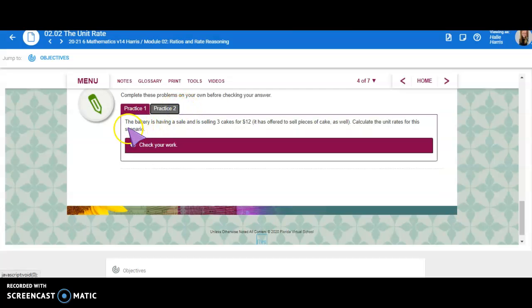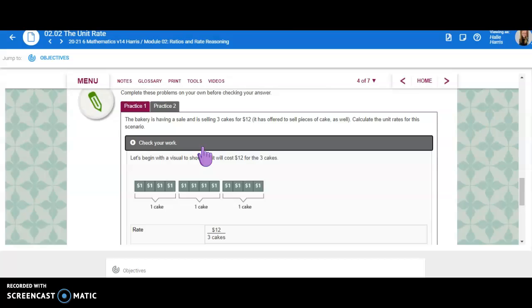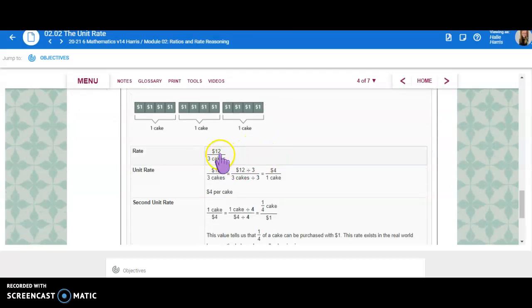Practice problem 2. A bakery is having a sale and is selling 3 cakes for $12. It offered to sell pieces of cake as well. Calculate the unit rate for this scenario. So again, we're selling 3 cakes for $12. Our rate is $12 for 3 cakes. Our unit rate is where we divide both of these by 3 to figure out that each cake is $4.